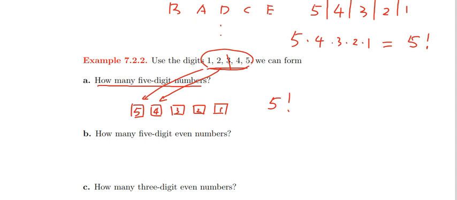So this problem and the previous one are the same. 5 people sit in 5 chairs, 5 positions. How many ways? 5 factorial.